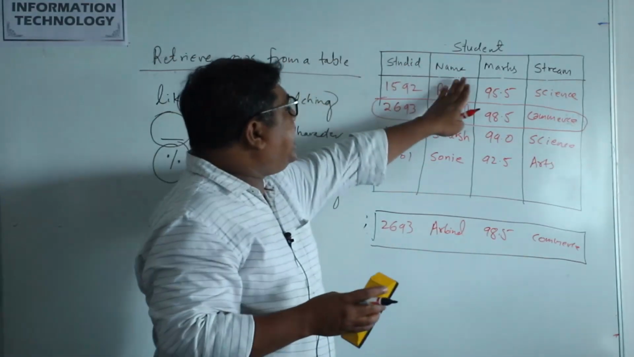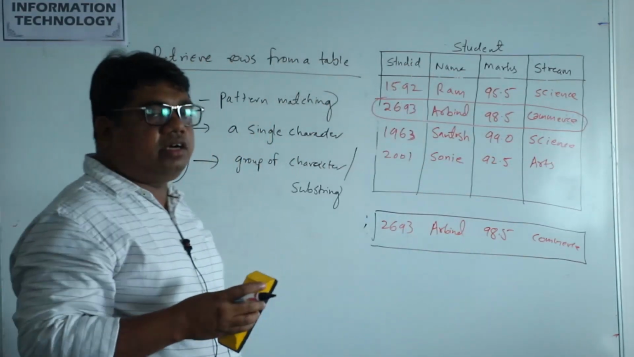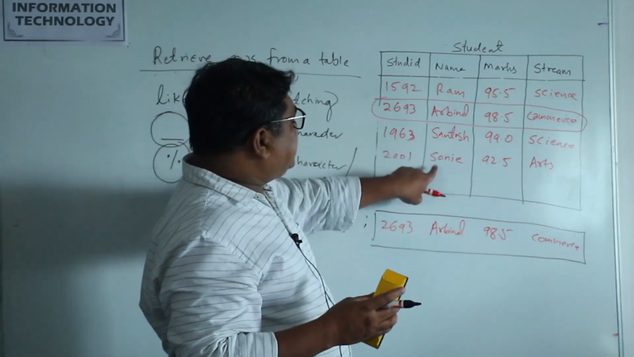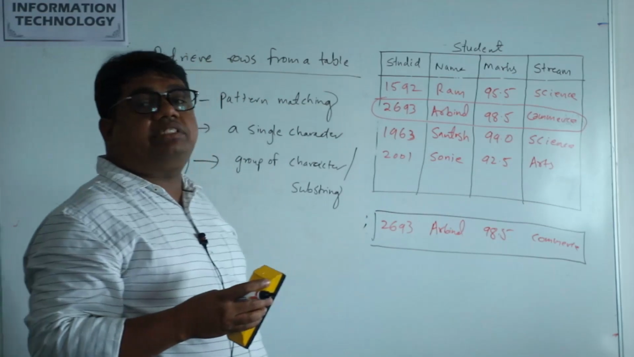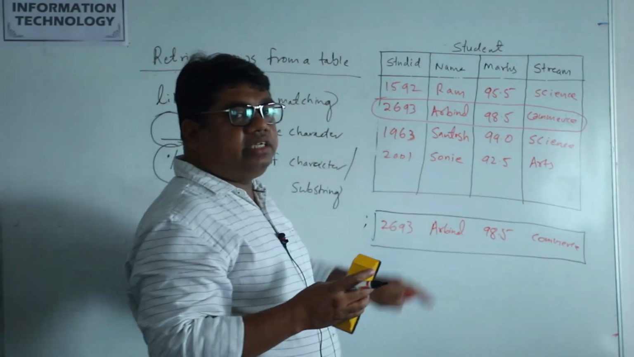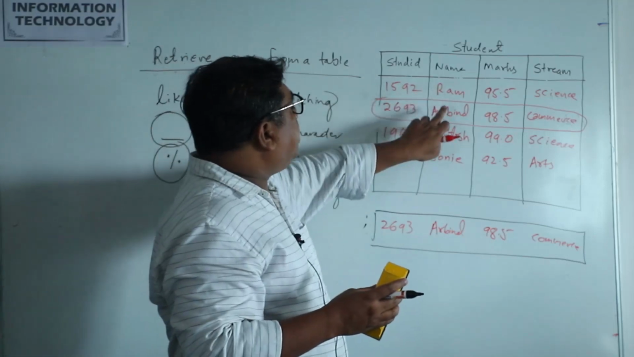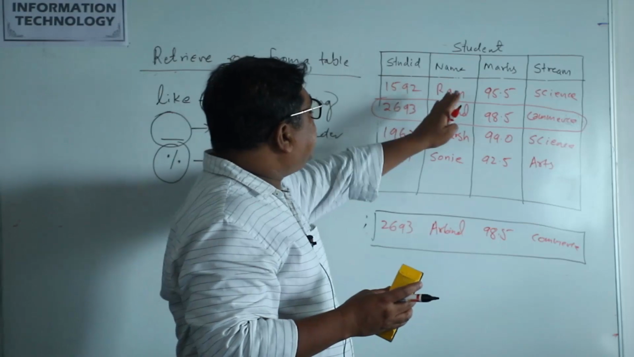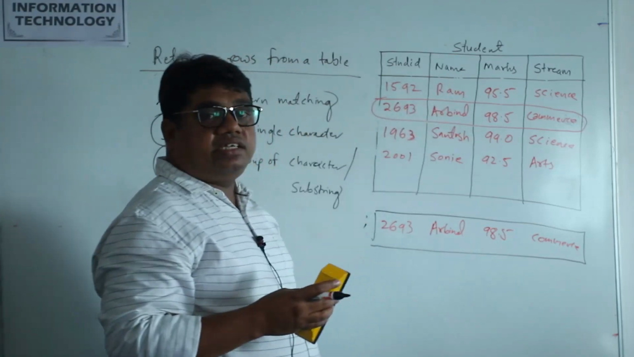I want to display student ID, name, marks, stream, everything, all the columns whose name starts with S. So it will display the data of Santosh and Soni. It will not display the data of Ram and Arvind. Why? Because their names are not starting with S.